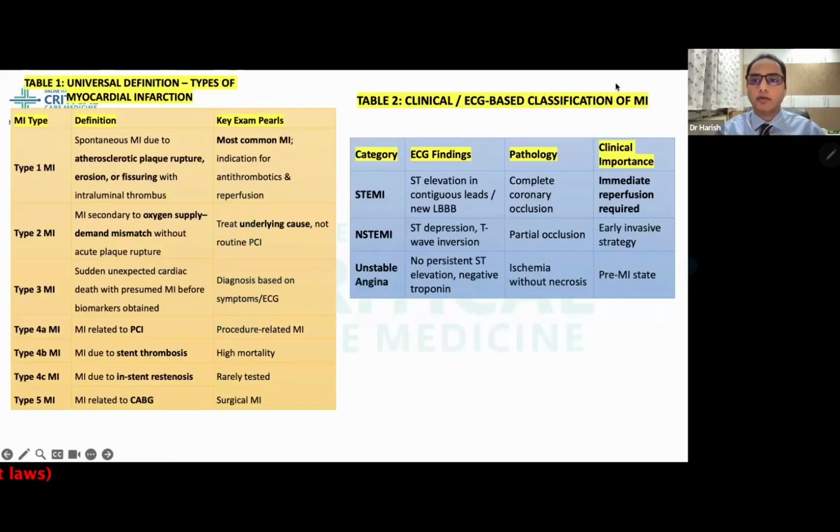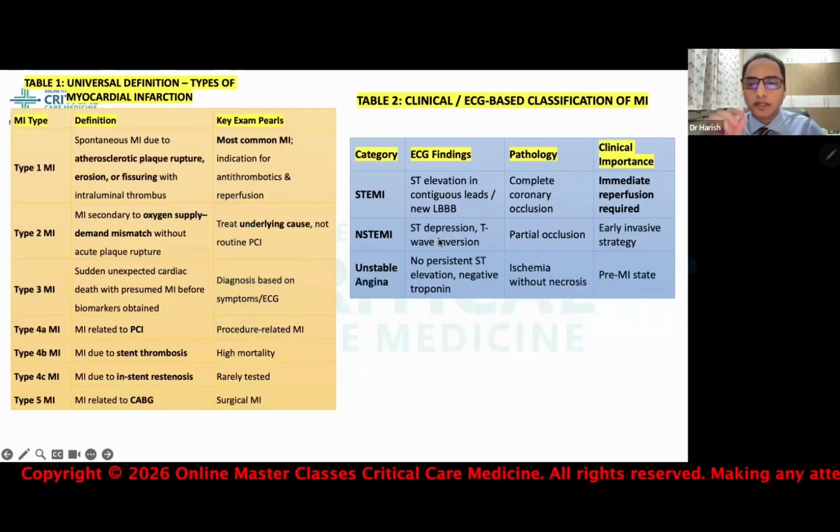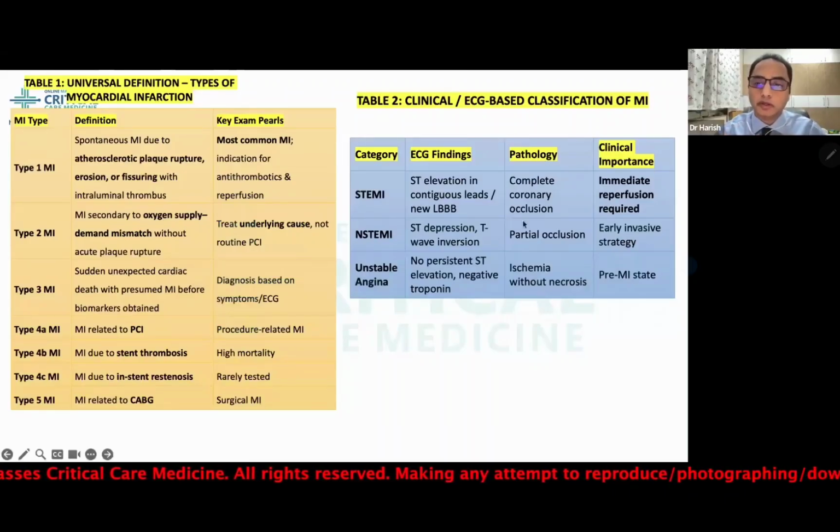Okay. So the other way of classifying, based on the ECG, which we have known for many years in our practice: one is STEMI. So ST elevation in contiguous leads, or there might be new onset of LBBB. Here there is a complete coronary occlusion, so immediate reperfusion is required. NSTEMI: ST depression or T wave inversion here. There is death of myocytes with release of troponin. Okay, but there is no ST elevation. There is a partial occlusion, so an early invasive strategy is needed to evaluate further.